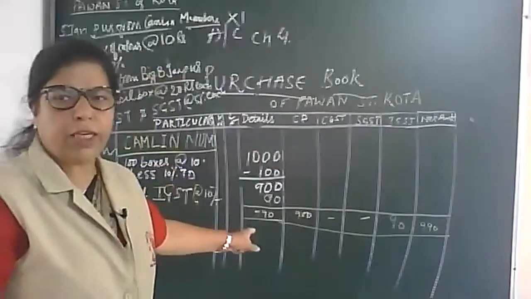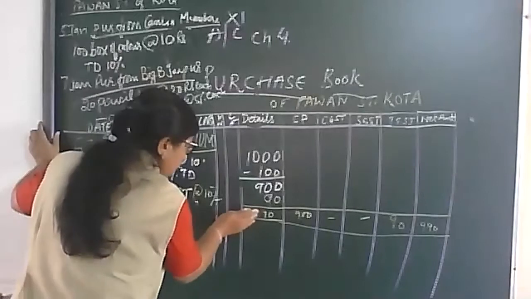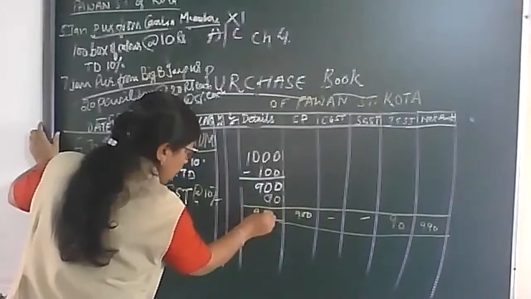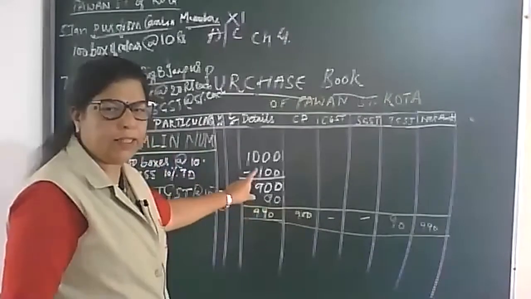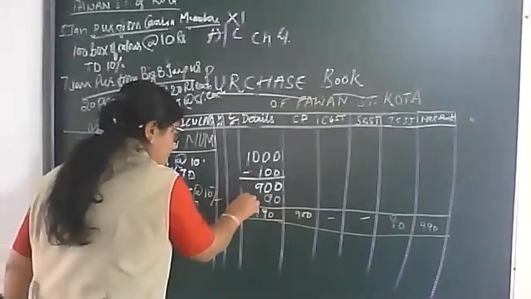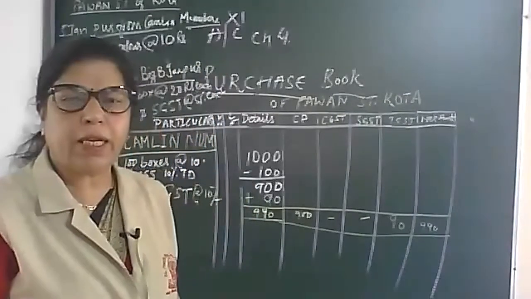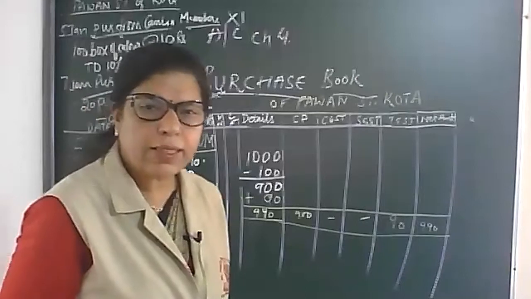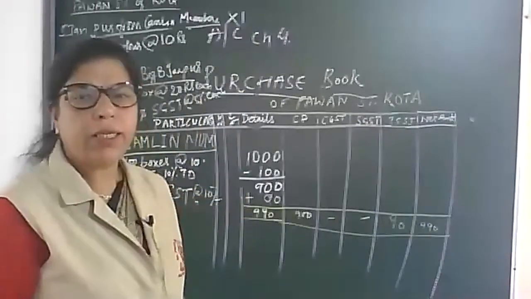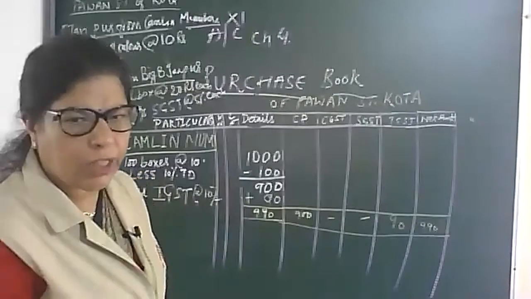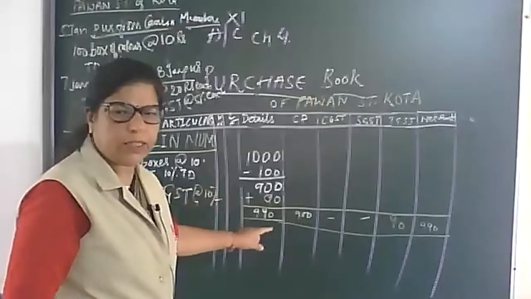See, I am going to explain again. This is 990. How is it 990? Because 900 plus 90. Why is IGST applicable, Tanish? Because the states are going to change. Note down, states are changing. That's why we are keeping IGST.